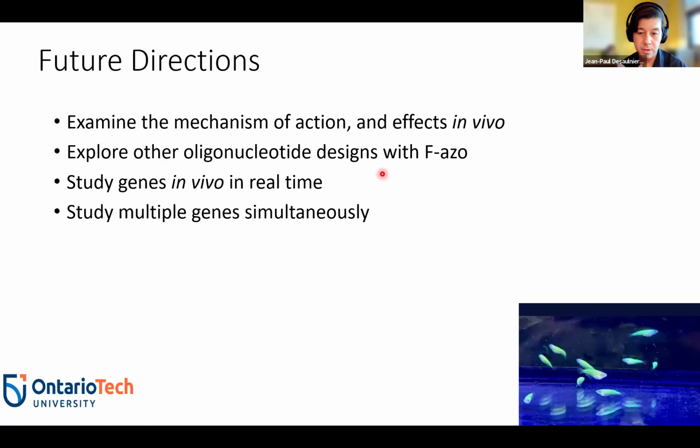So you can imagine if you're trying to understand a particular genetic pathway, you could turn genes on and off, or at different potency levels, to really try to understand their function in real time.